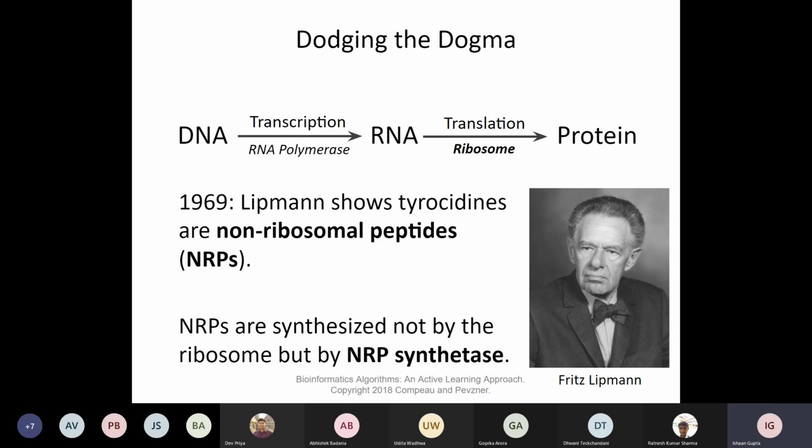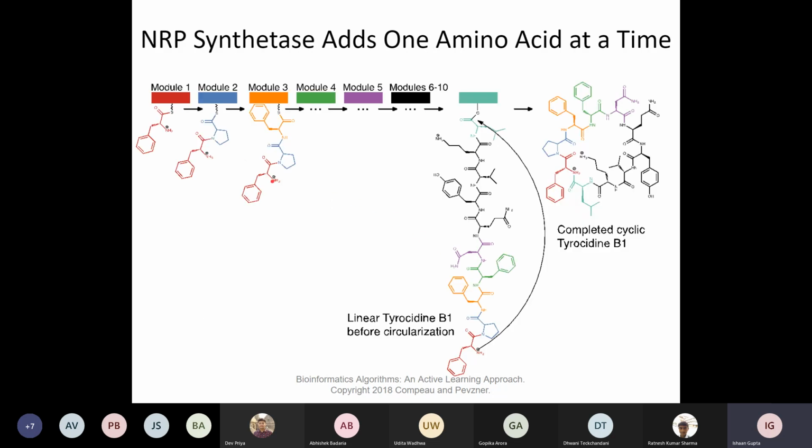And the proteins which synthesize these peptides are called non-ribosomal peptide synthetases, simply because they are synthesizing. So these are huge proteins, and they essentially look something like this. They have one module or one domain which synthesizes one amino acid. So if you would imagine there is an NRP synthetase that is making a tyrosidine B1 antibiotic, since it has 10 amino acids, this NRP synthetase would have 10 domains. All right, so this is how it probably would look like. Each domain will be adding a different amino acid.